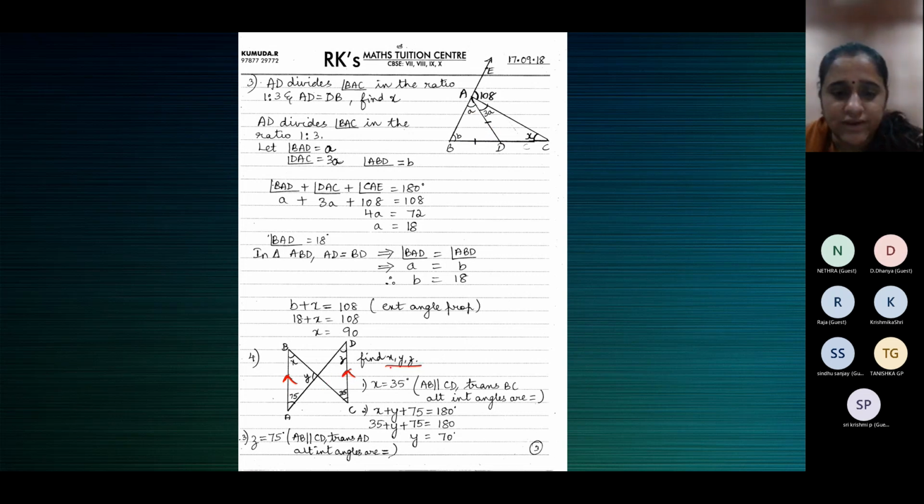Okay, now the question is to find x, y, and z. It's marked here, x, y, and z. So parallel lines, you can use alternate, corresponding, co-interior angles. You can use vertically opposite angles are equal, and there are triangles, so maybe the exterior angle property. You should think of all this.